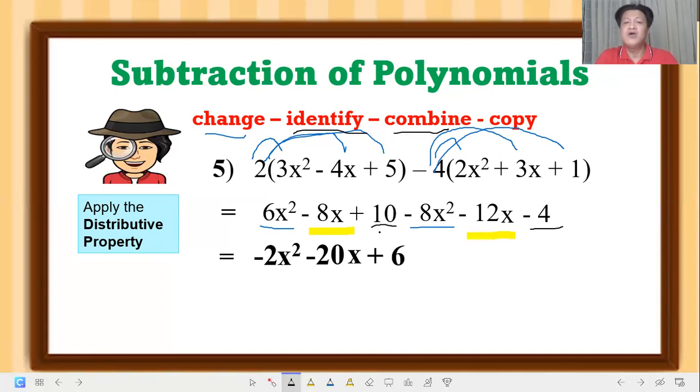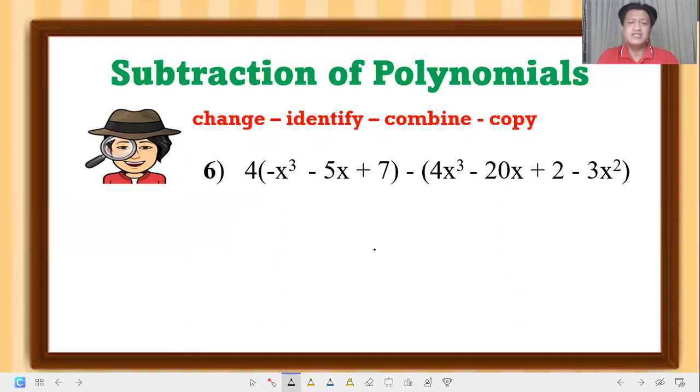Okay, mas malaki kasi yung positive, yung absolute value niya. So, copy the positive. So, therefore, ang tanong dito, no, pwede pa ba natin i-add to? Hindi na po. Kasi nga, ito ay second degree yung ating literal coefficient dito. Ito ay first degree. Ito ay 0 degree siya kasi constant. So therefore, that is not the final answer. Okay, let's do number 6.